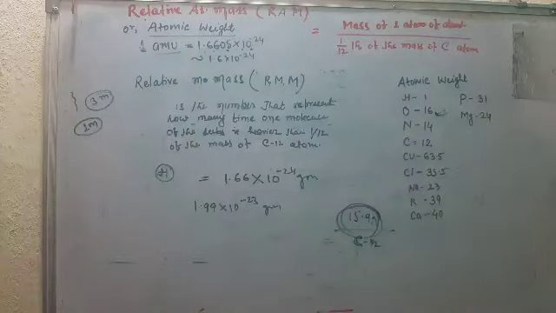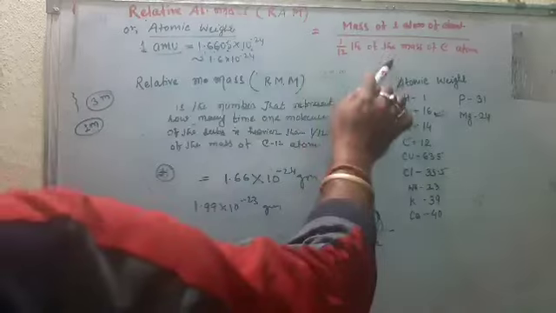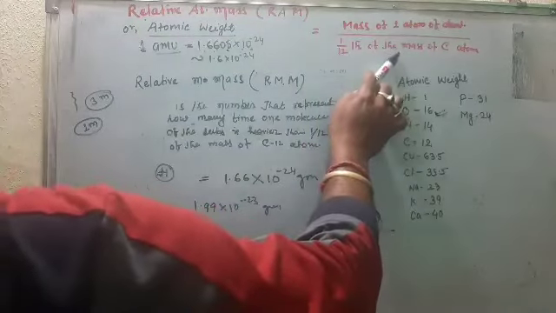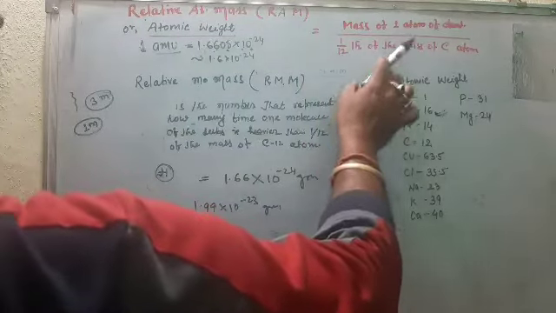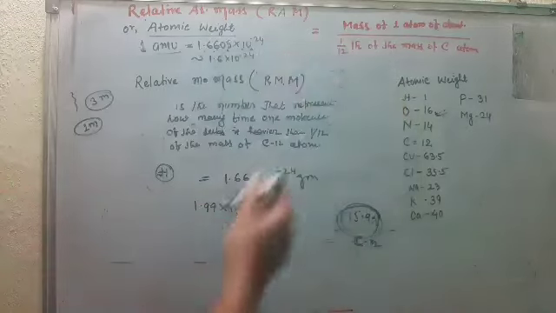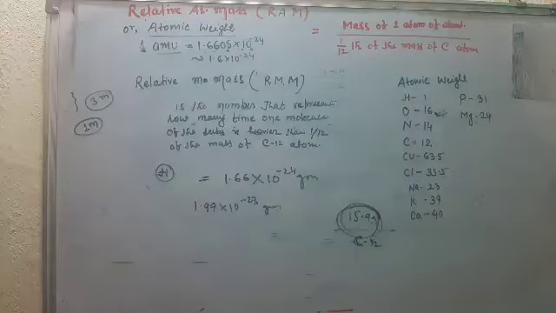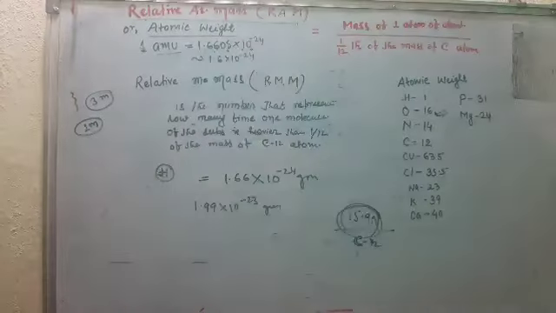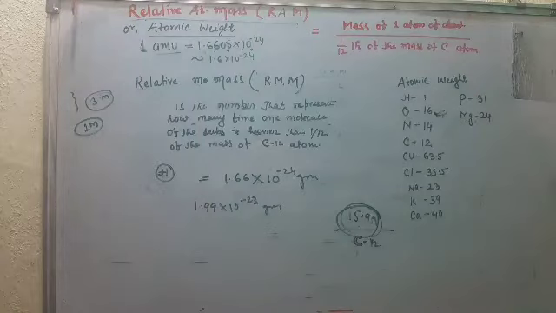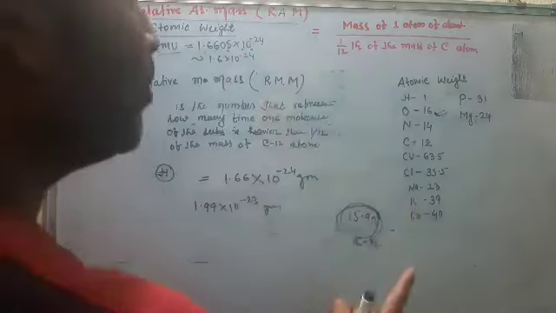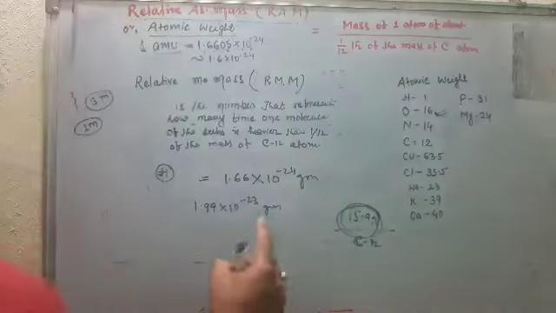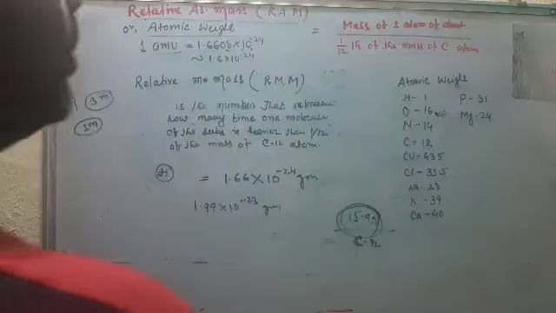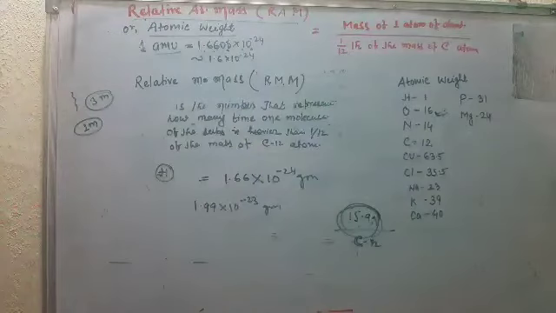So going to the topic, what is relative atomic mass? The relative atomic mass is defined as 1/12 the mass of a carbon atom, or carbon 12 atom. That means finally, what do you mean by RAM? RAM means relative atomic mass. It is the ratio of the mass of one atom of an element to 1/12 of the mass of the carbon atom.